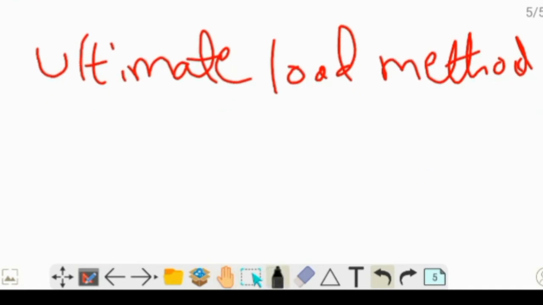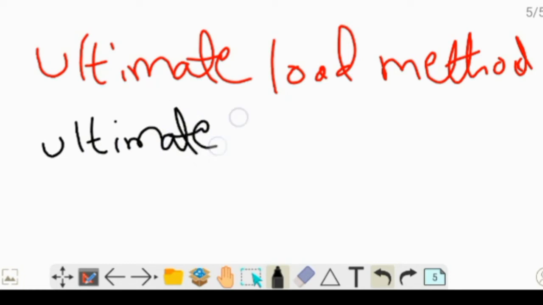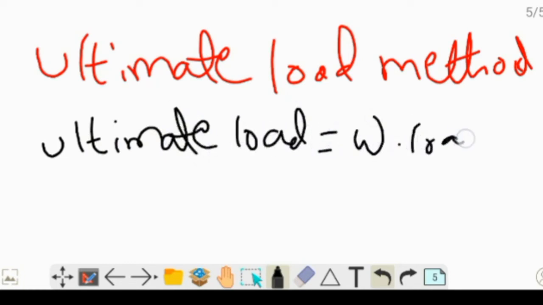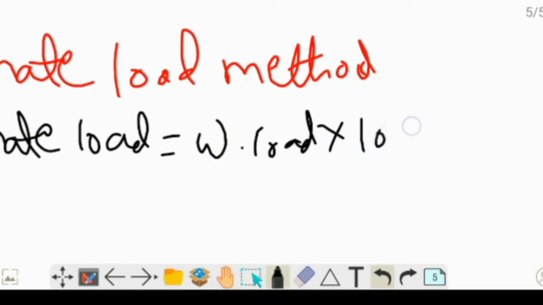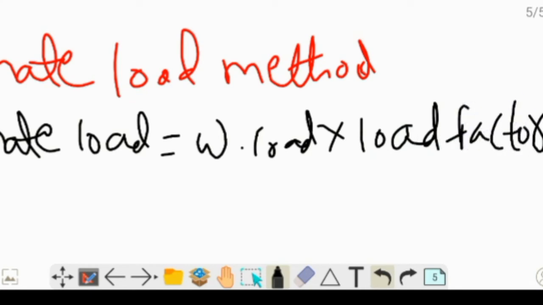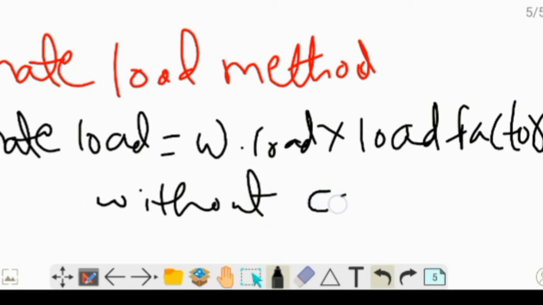Let us discuss the ultimate load method. In this method, structural elements are designed for ultimate loads, which are obtained by multiplying the working loads with a load factor. Then the structure can carry loads beyond the working loads without collapse. Hence, this method gives the true margin of safety.